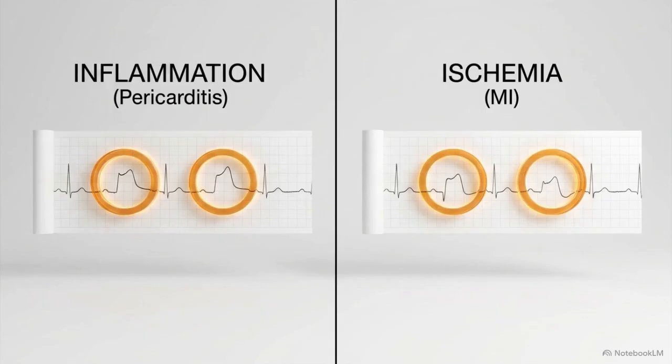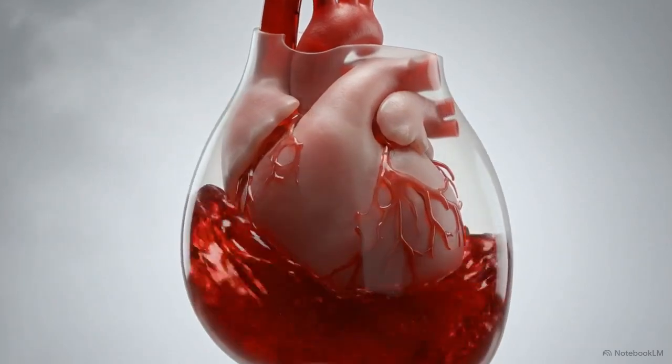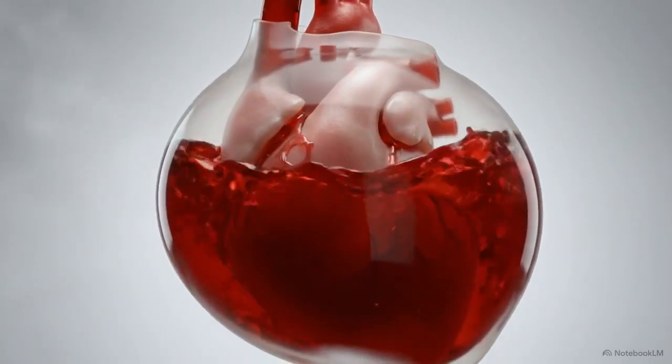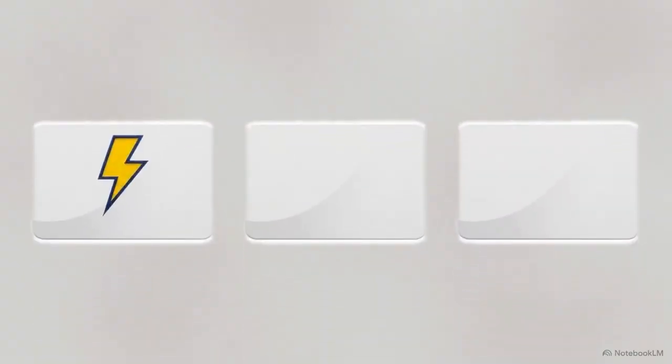Finally, we must differentiate inflammation from ischemia. The ST elevations of acute pericarditis can mimic a massive MI. If we misdiagnose this and administer thrombolytics, we risk causing a massive hemorrhagic effusion into the pericardial sac. Solving these cases requires us to separate electrical circuitry issues from anatomical conduction defects and physical mechanical restrictions.